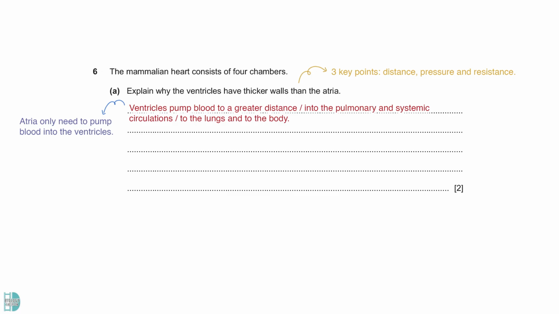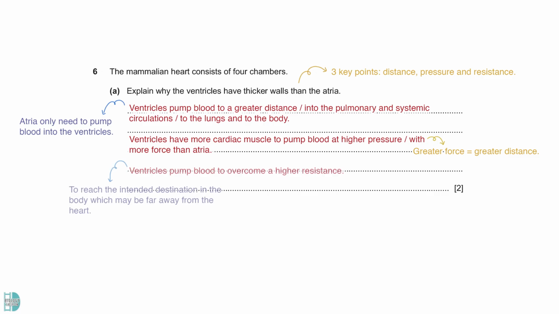To allow blood to move for this great distance, ventricles have more cardiac muscles to pump blood at a higher pressure. They push blood into the aorta and pulmonary artery with more force than the atria. This high pressure allows the blood to overcome a higher resistance, allowing it to reach the intended destination in the body, which may be far away from the heart.